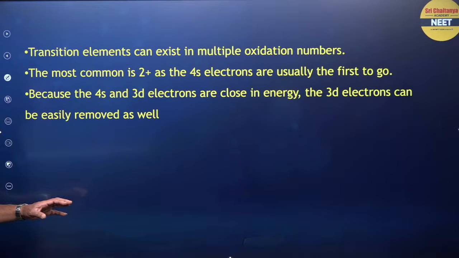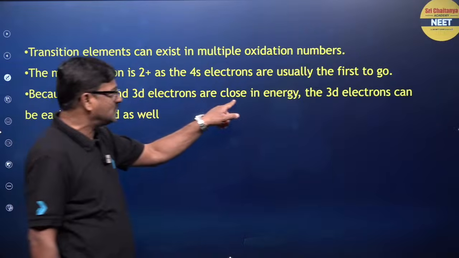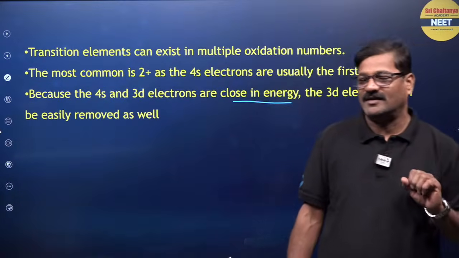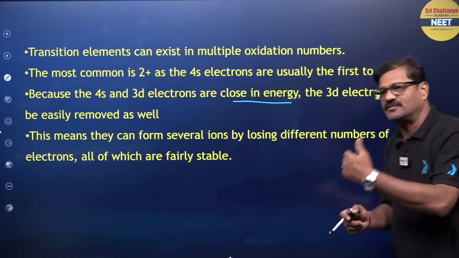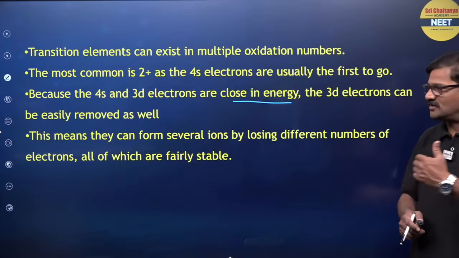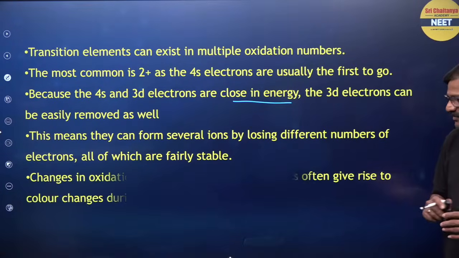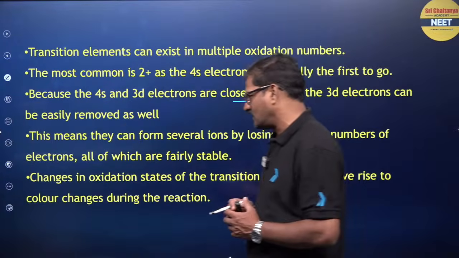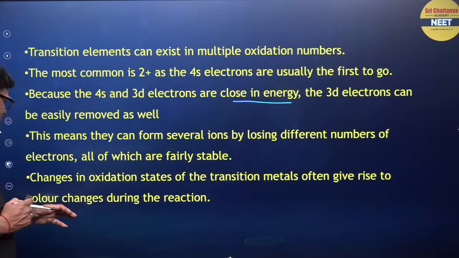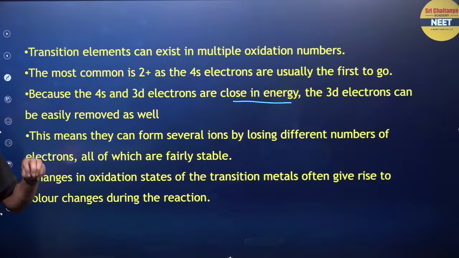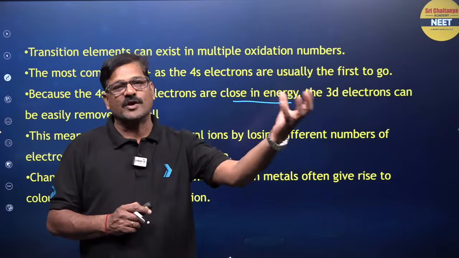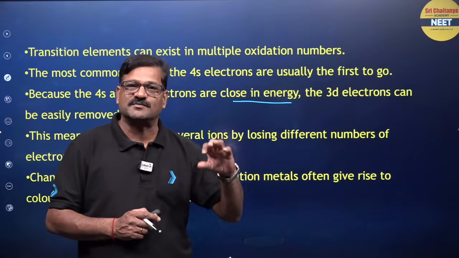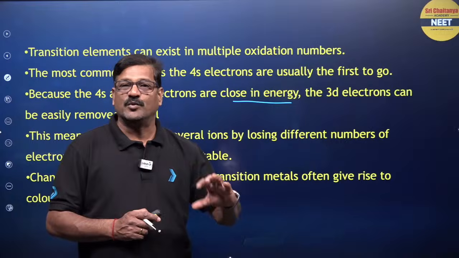Okay, now you can see, because the 4s and 3d orbitals are close in their energy, the difference will be minimal. It means that an electron can jump from the 3d orbital to the 4s orbital and from the 4s orbital to the 3d orbital. Electronic transitions are possible. Change in the oxidation state of the transition metals often gives rise to color changes during chemical reactions. That's the reason why anhydrous copper sulfate is white in color, but when you expose it to air, it takes up water molecules and forms a complex. Because of this, white is changed to blue.